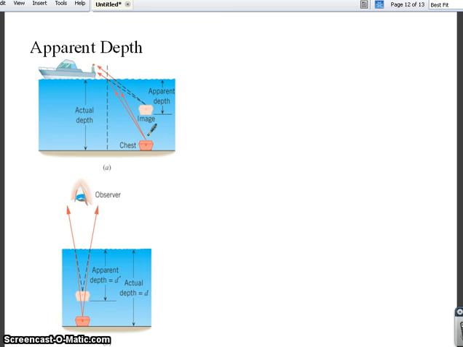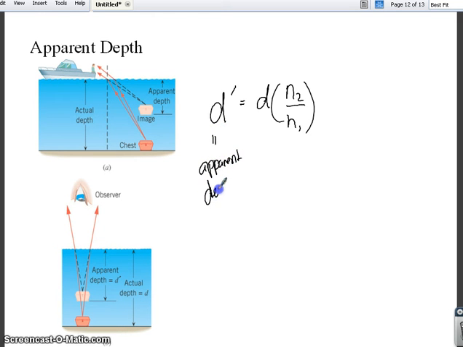And so we have an equation for this. D prime is equal to D times N2 over N1. D prime is apparent depth, and D here is actual depth. Apparent depth and actual depth. Simple equation again, you just have to know how to use it.